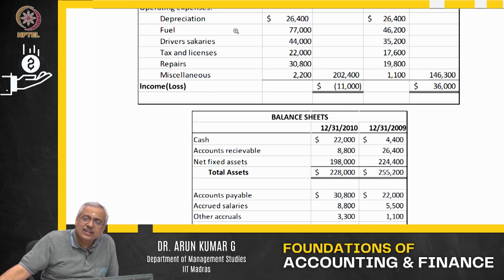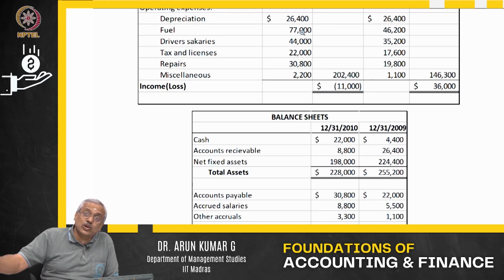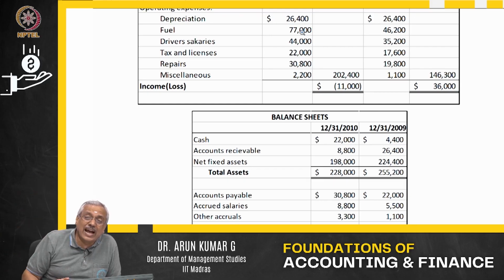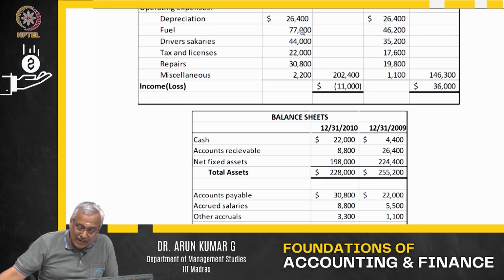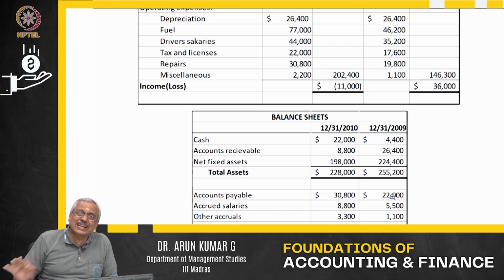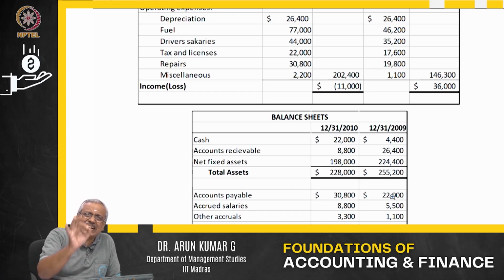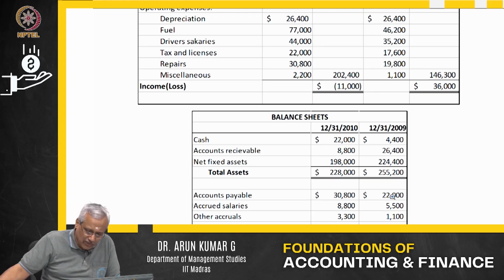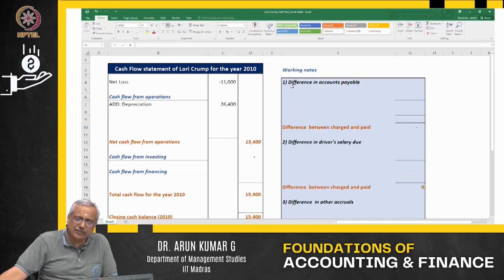So we see that fuel expenditure charged is 77,000 as per the P&L, but I am yet to pay 30,800. Last year I was to pay 22,000. Let us see how much cash has actually gone out. We are not worried about which year it pertains to, only how much cash has gone out. Let us do the calculations out here.